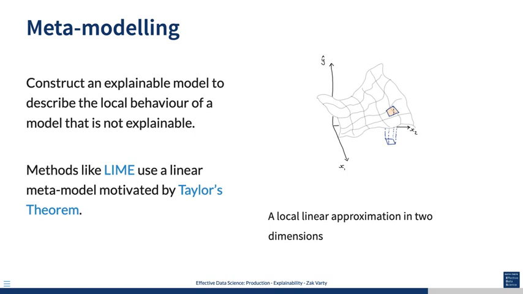Based on a set of sampled inputs and outputs, we're going to construct a simplified version of the model, a meta model, within that interval that lets us explain what the model's doing in that localized region. Often this meta model is chosen to be a linear model.